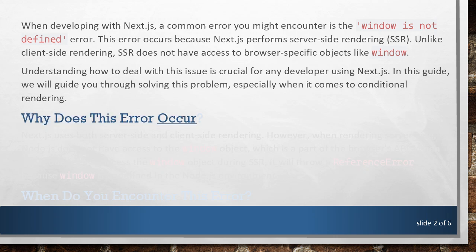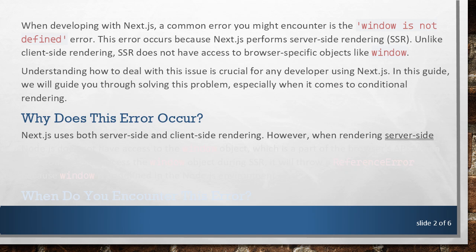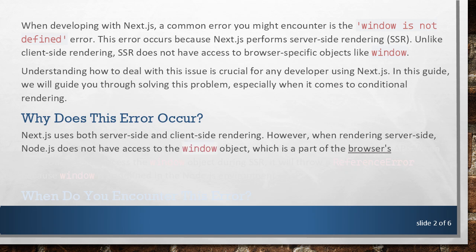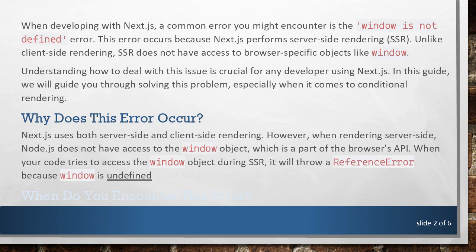Why does this error occur? Next.js uses both server-side and client-side rendering. However, when rendering server-side, Node.js does not have access to the window object, which is a part of the browser's API. When your code tries to access the window object during SSR, it will throw a reference error because window is undefined in the Node.js environment.